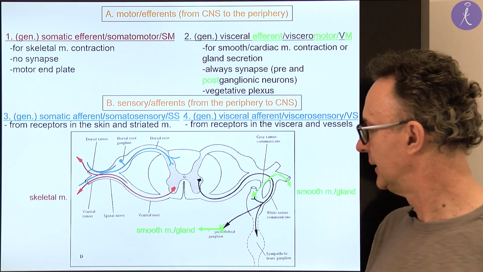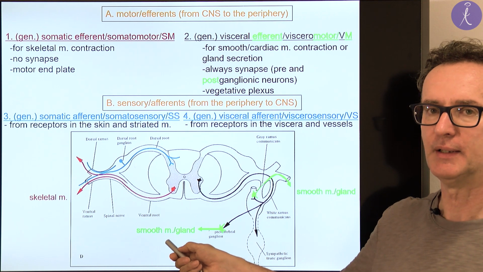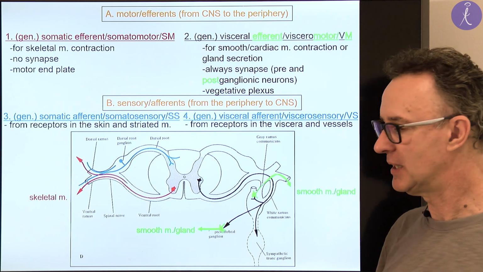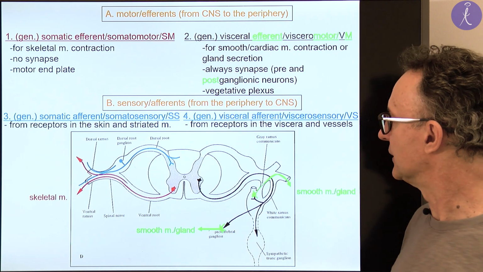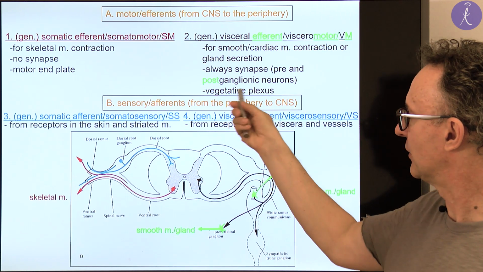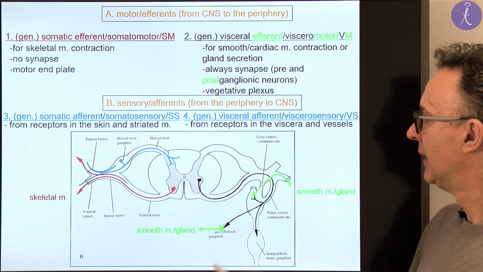It can be variable, and we have some differences in case of the sympathetic and parasympathetic innervations. I don't want to go ahead. But at the end, we innervate smooth muscle or cardiac muscle, as you see, or glands. So this is how we regulate, not voluntarily, these target tissues, but always we have a synapse in this part, and the effector is called vegetative plexus. We studied this in the third semester.